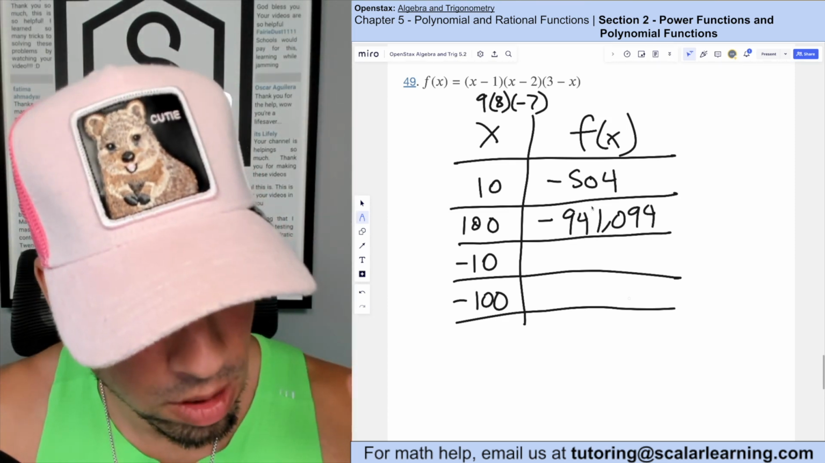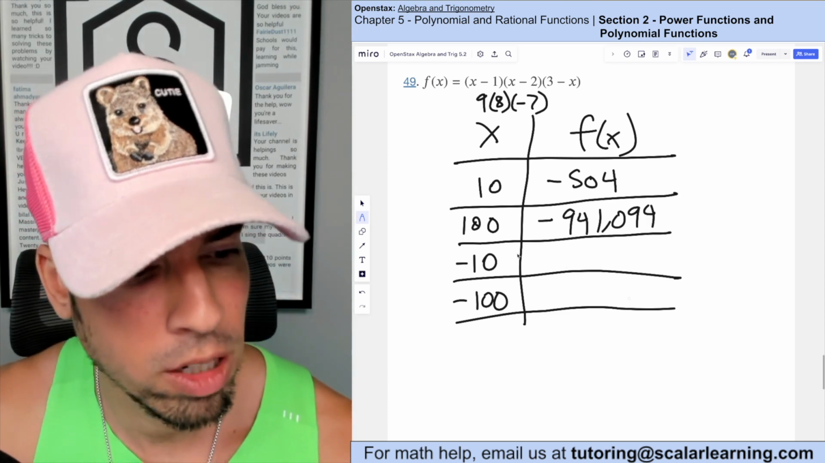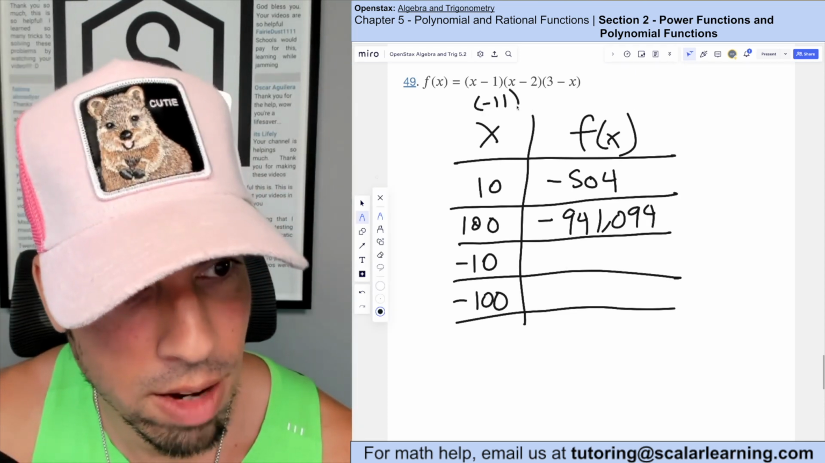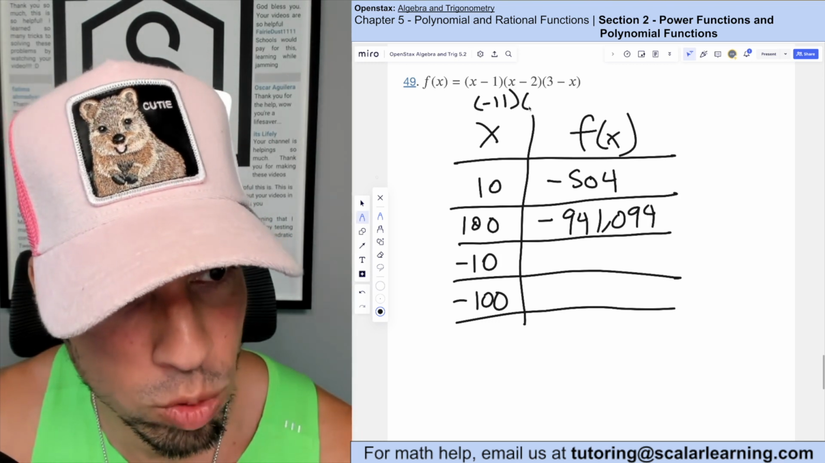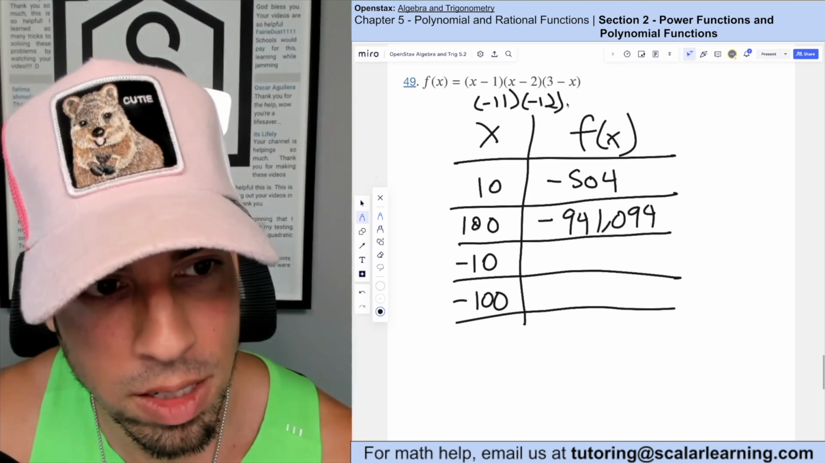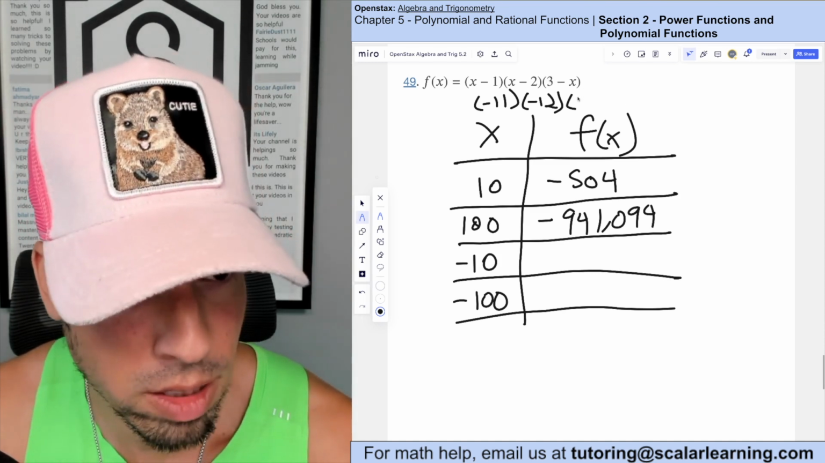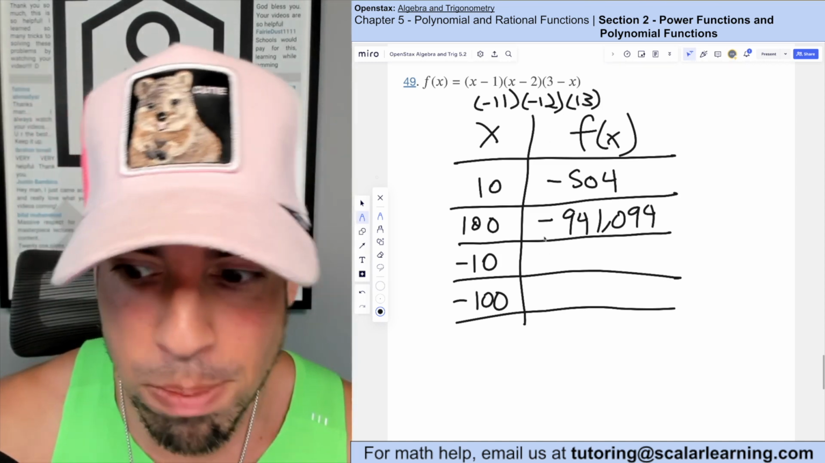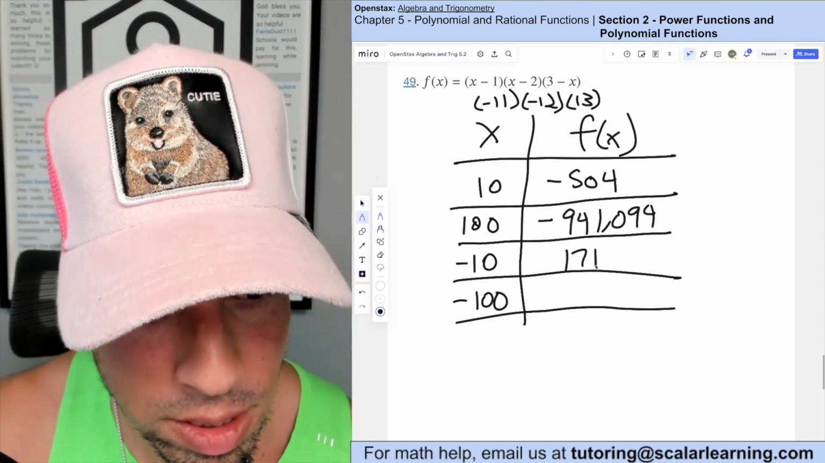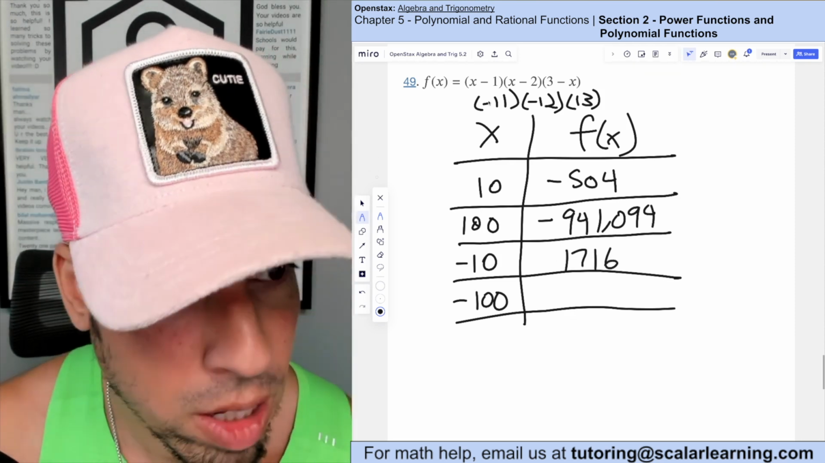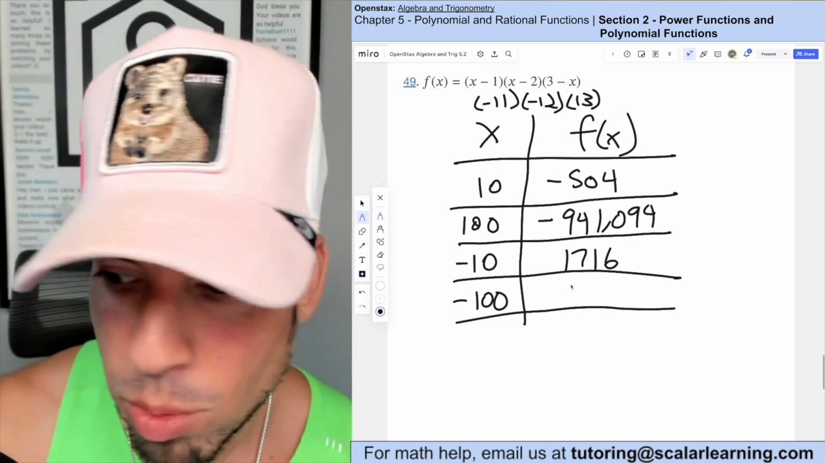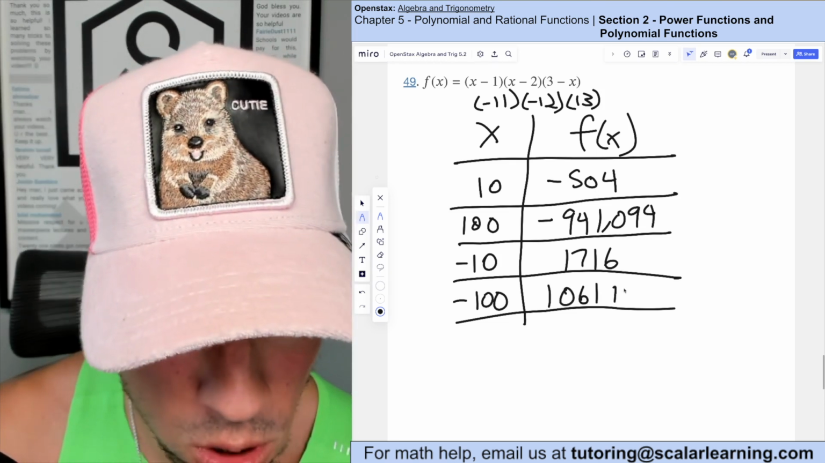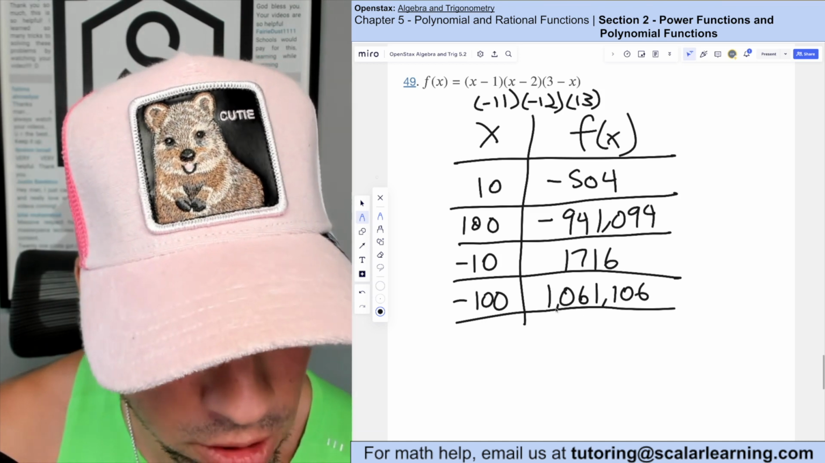So that already gives us a nice idea of where it's going, but let's now plug and chug for negative 10. So we get negative 10 minus 1, which is negative 11, times negative 10 minus 2, which is negative 12, times 3 minus negative 10, that's basically 3 plus 10, which is 13. So a negative times a positive, of course, is going to give us a positive value of 1716. Now, when we plug in negative 100, you can use a calculator. We get a pretty big number, which is 1,061,106. Let's put a couple commas in like so.